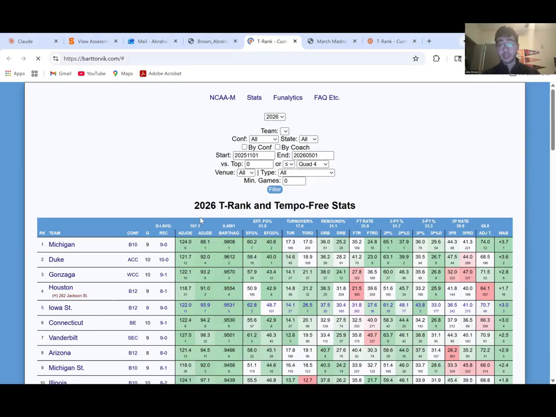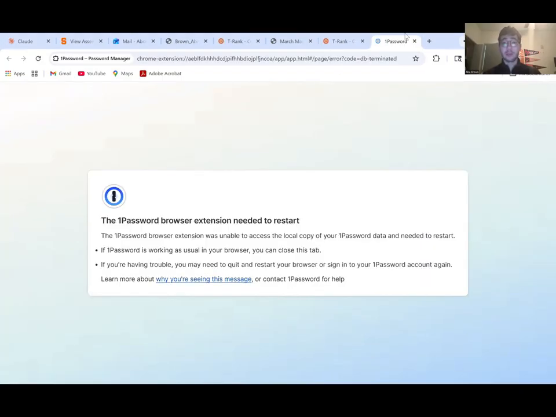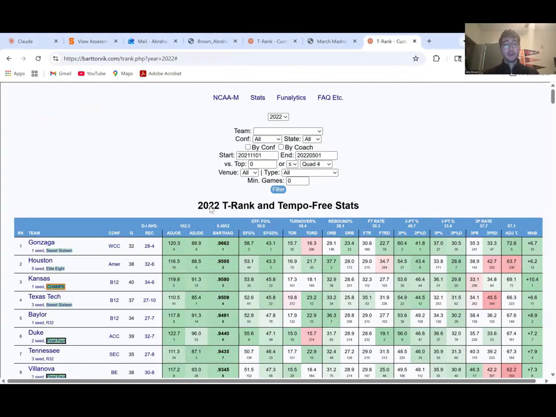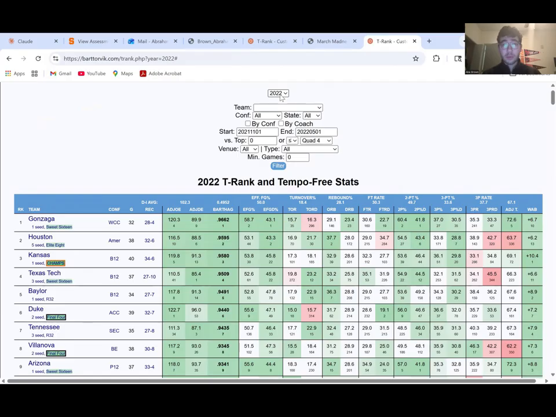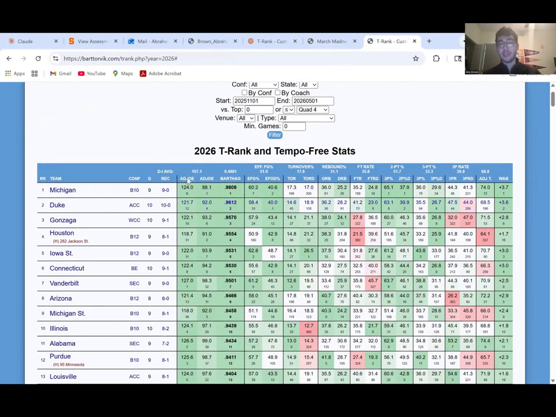So you can see here, this is the ranking so far in 2026. You can see we have Michigan on top as they've been off to a great 9-0 start. And you can see over here all the information we get, right? So adjusted offense, adjusted defense, the BART algorithm, which is the kind of crowning part that ties all these rankings together. This is what they by default sort the data by.